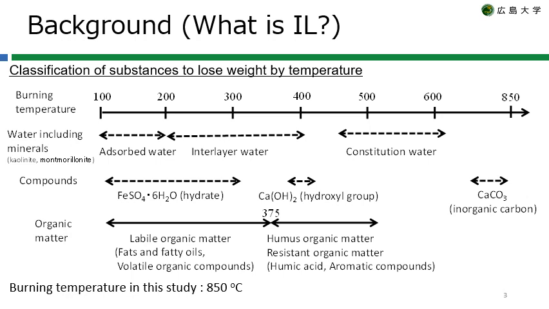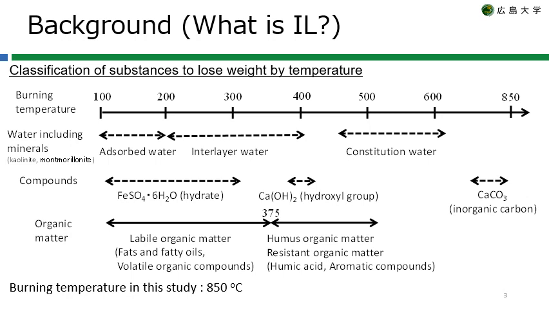From previous studies, we have investigated the burning temperature of substances and organic matter in sediment. This figure shows the classification of substances by weight loss by temperature. The important point is that IL contains not only the amount of organic matter, but also water, including minerals, for example kaolin or montmorillonite, and other compounds, for example hydrates, hydroxyl groups, or inorganic carbon.